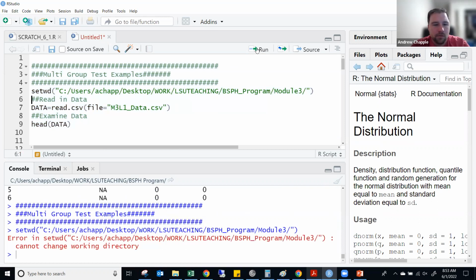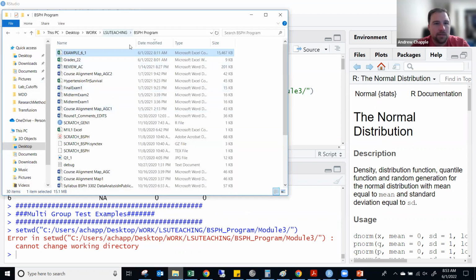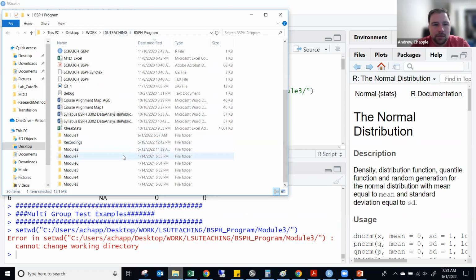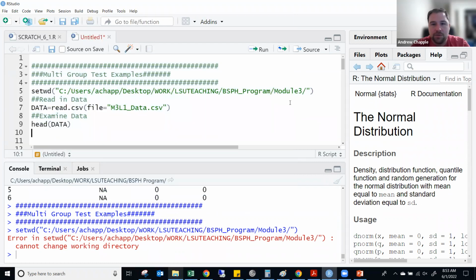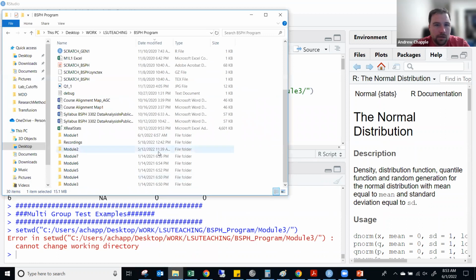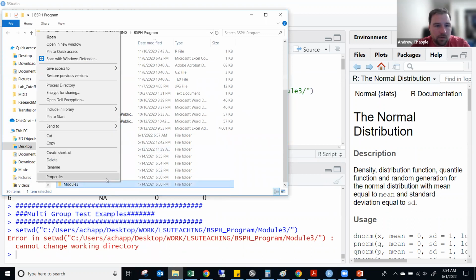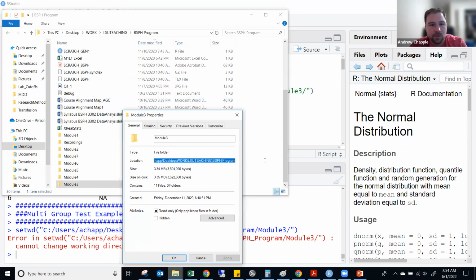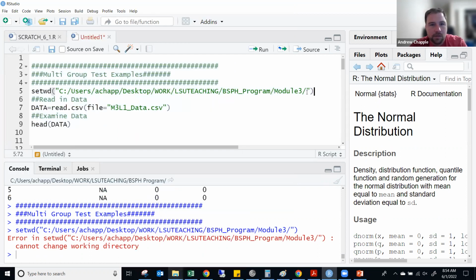Module 3. I can't change my working directory for some reason, probably because it's not the right one. It's just going to be module 3. This is it right here. Let me just make sure I have this. Don't know why that's not working. So I'm adjusting this here. Module 3. Guess I'd change my file names at some point.